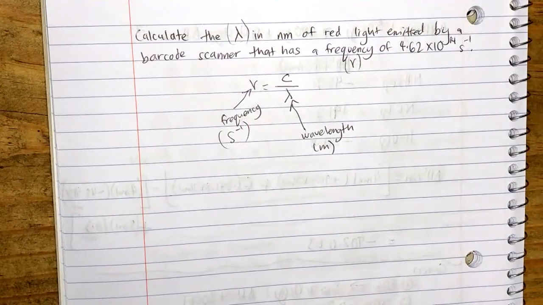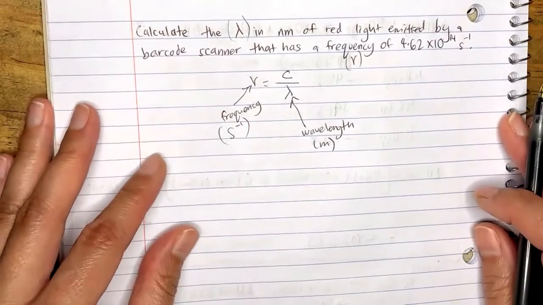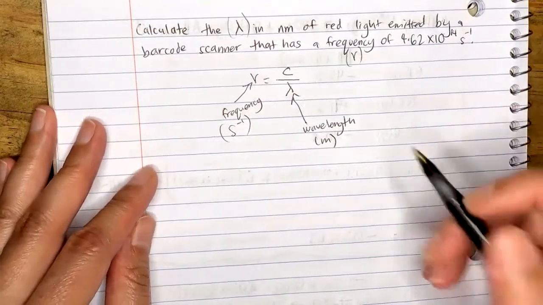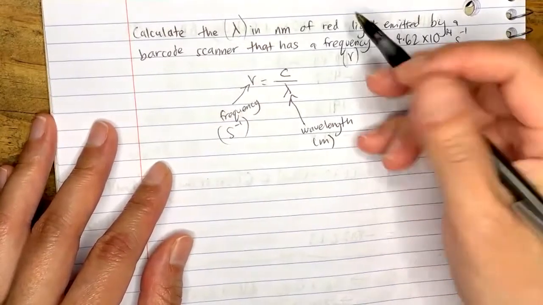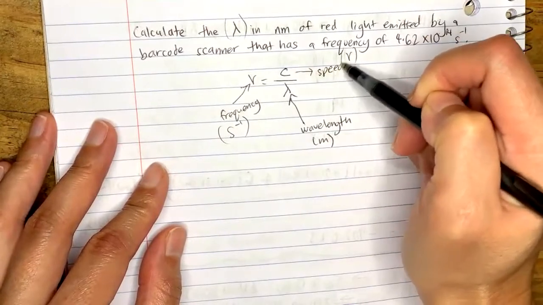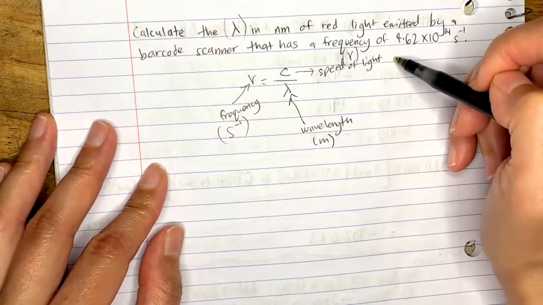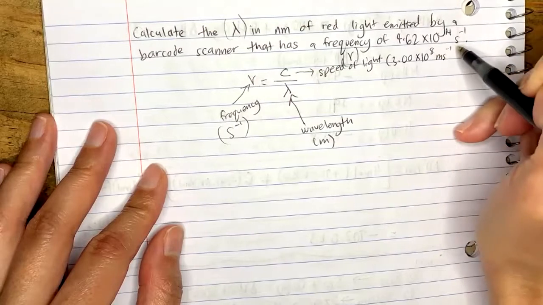When we calculate this, hopefully we get close to 700 nanometers, or 600 something, hopefully close to the red range. If it wasn't red, then maybe it was a different color, maybe orange, but they still say red. So we have this here, and then we have the speed of light. Speed of light will be provided on your periodic table, and it is 3.00 times 10 to the power 8 meters per second.